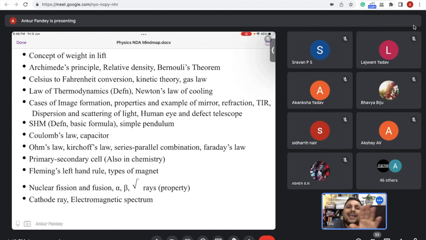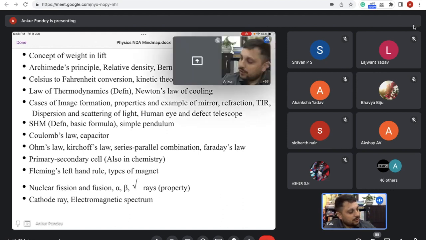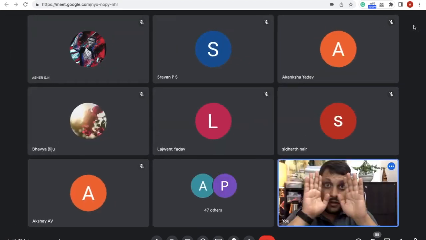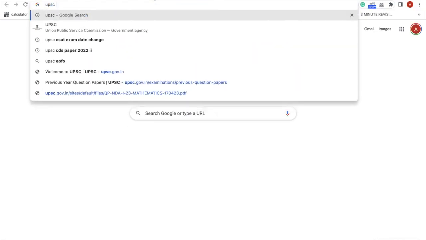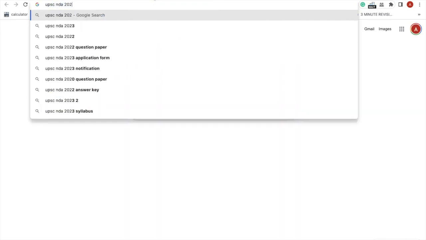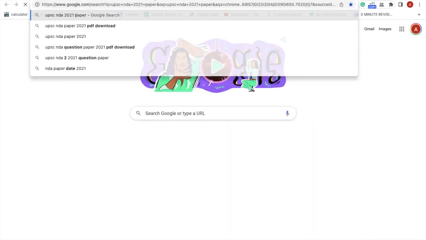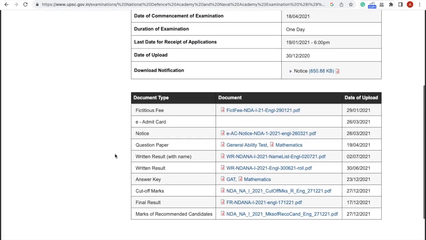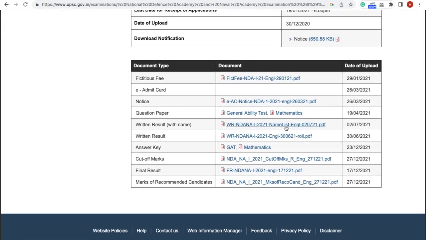To complete this, hey, I will give you the PDF. Relax, okay, let's not invest time in this, let's come to what I actually want to show you. Okay, fine, I will go to the other screen. Watch carefully what I am about to show. UPSC NDA 2021 paper. We have come to the UPSC NDA website, and we picked up the GAT paper.